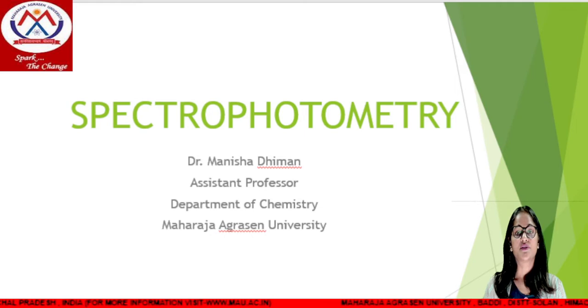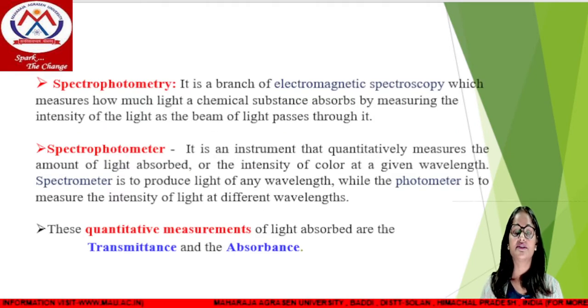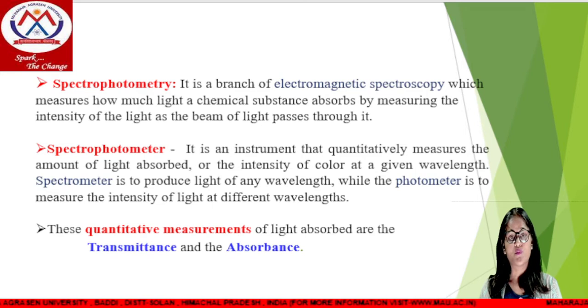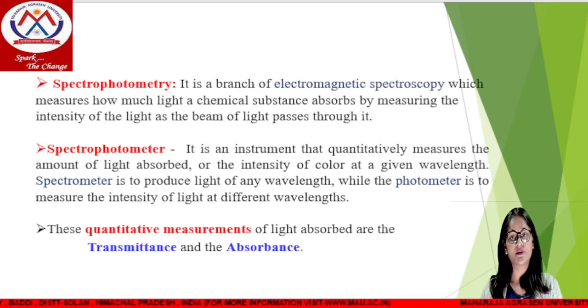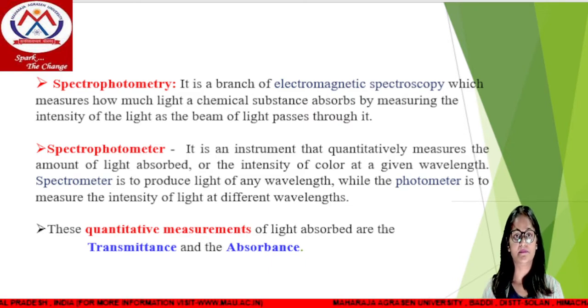Today, I'm going to discuss the basic concepts and instrumentation of spectrophotometry. Whenever there is interaction of light with a chemical substance, certain phenomena are observed, such as absorbance, reflectance, transmittance, and diffraction. The branch of electromagnetic spectroscopy which measures how much light a chemical substance absorbs, by measuring the intensity of the light as the beam passes through it, is known as spectrophotometry.